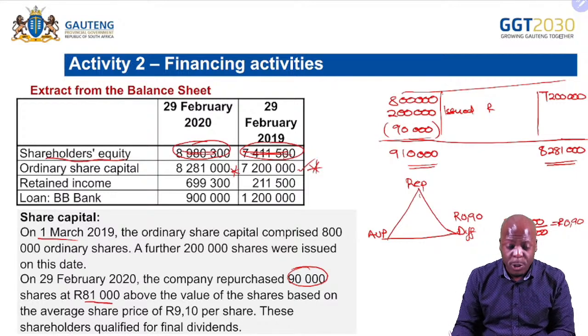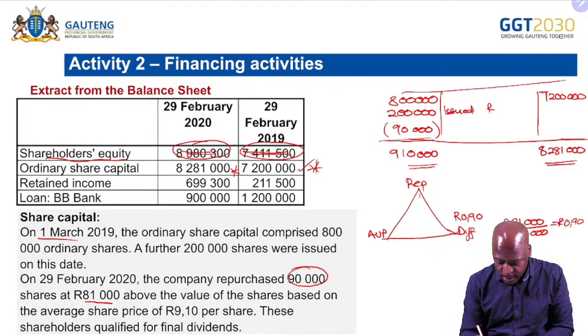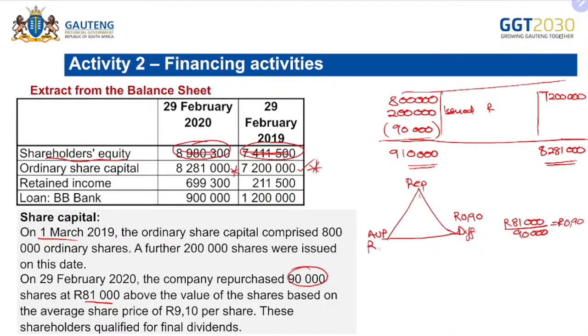About the average price, and then they give us the average price. Here's the average price, which is 9 Rand 10. And in here, average price 9 Rand 10. And the repurchase price is the total of these two. 9.10 plus 90 cents gives you 10 Rand. This one goes to note number 7. This one goes to note number 8. And this one goes to the cash flow statement.